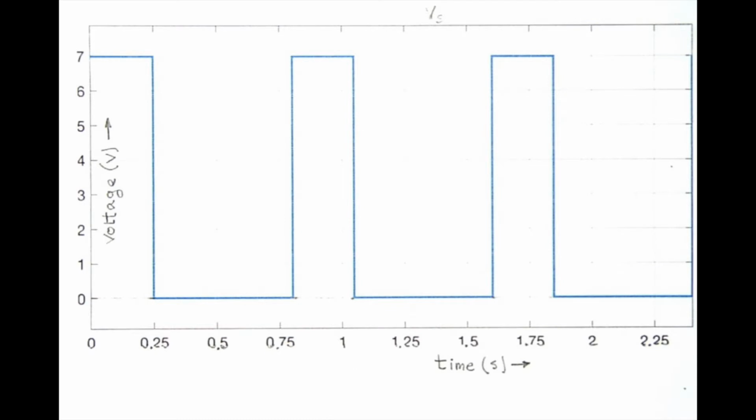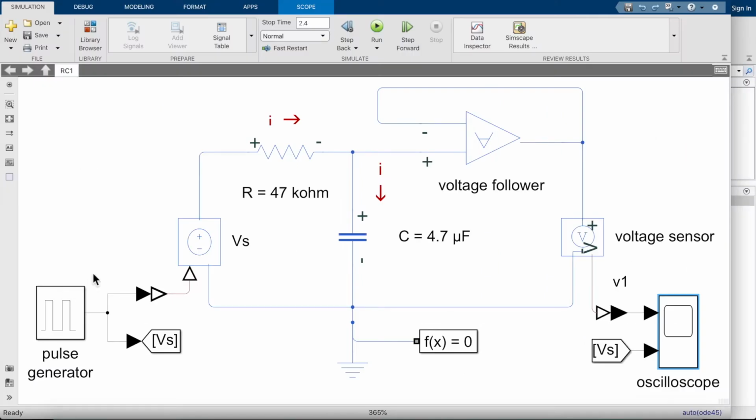Notice that that timing is identical to the timing we had on the Wiggers diagram, because this pulse generator and voltage source Vs will be the pacemaker that will drive our left ventricle in next week's lab. Now off to the right are some measurement devices.